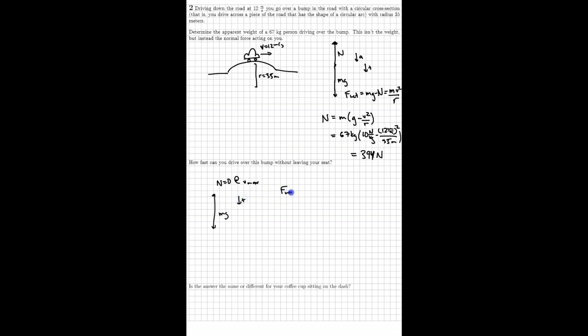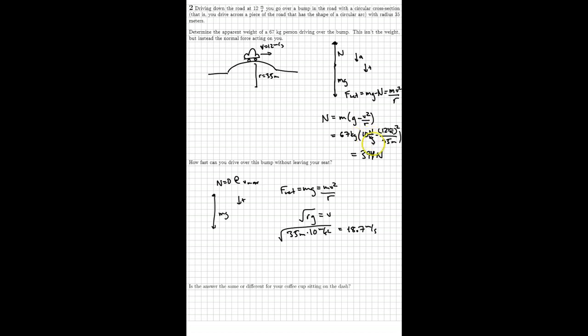So the F net's pretty simple once you make that realization, and I can solve for my v pretty quickly. So that's a 35 meter curve, 10 meters per second squared. The units work out nicely, and I get about 18.7 meters per second. So I'm getting part of the way there here.